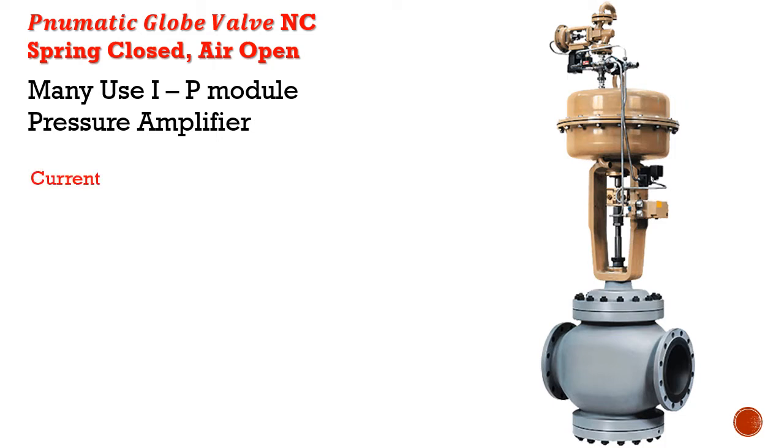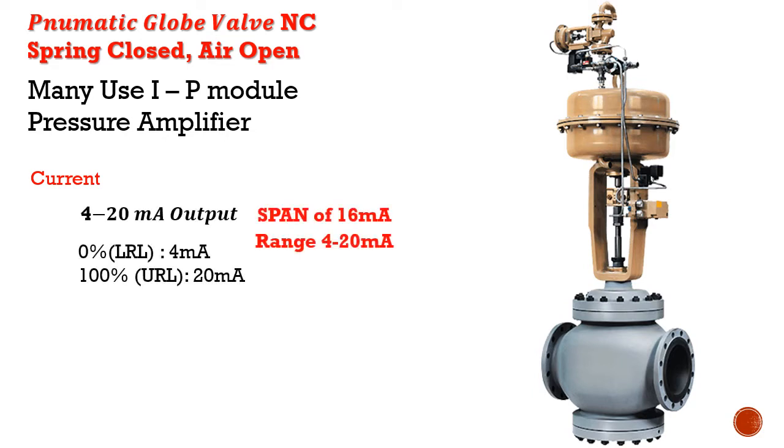When it comes to current, our standard electrical requirements would be a 4 to 20 milliamp circuit. So our lower range limit, or 0% or nothing applied, would be anything less than 4 milliamps. Our upper range limit would be 20 milliamps. So that when I apply 20 milliamps, I'm at 100%, in this case, throttled open. So this gives us a span of 16 milliamps, because the range is between 4 and 20 milliamps.